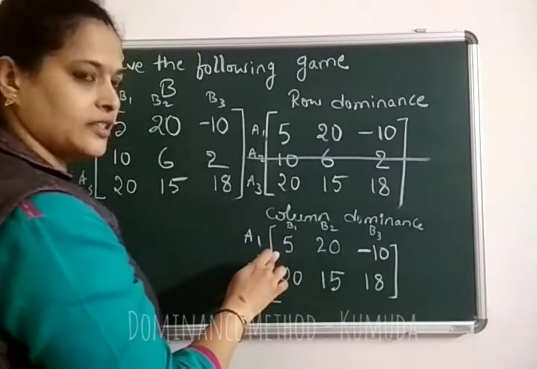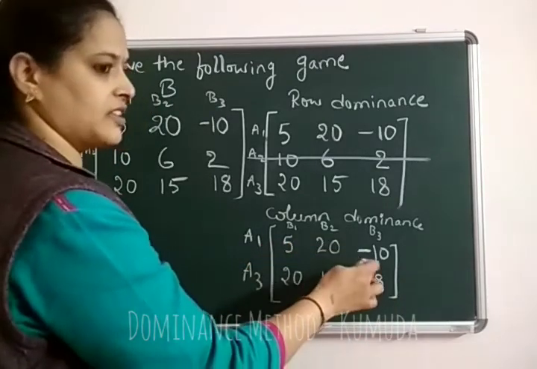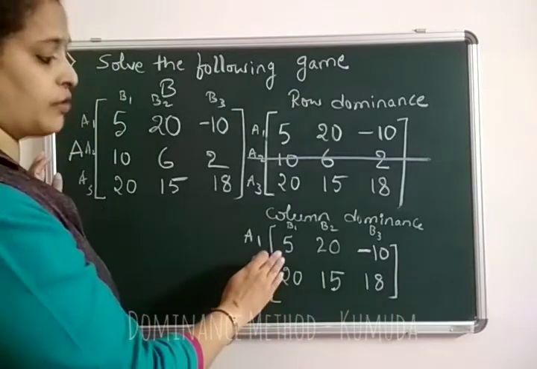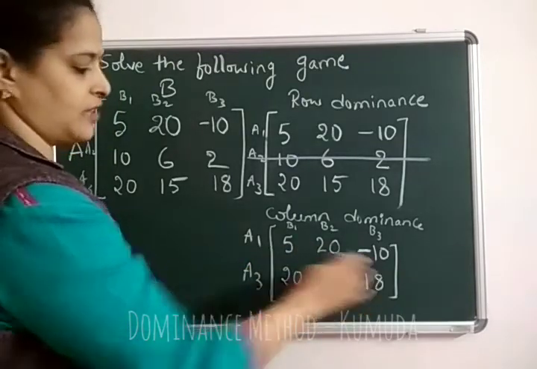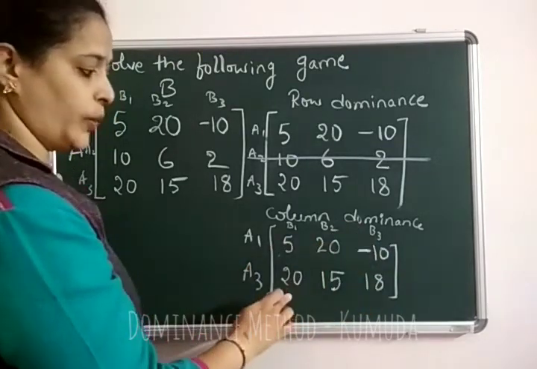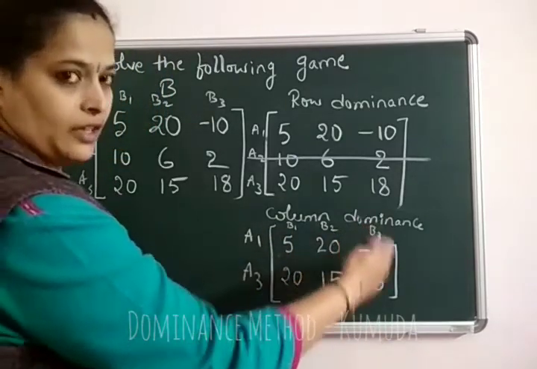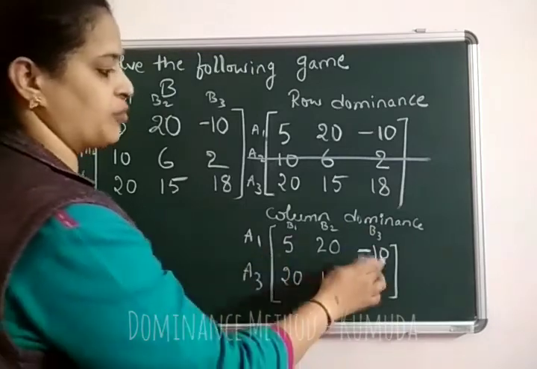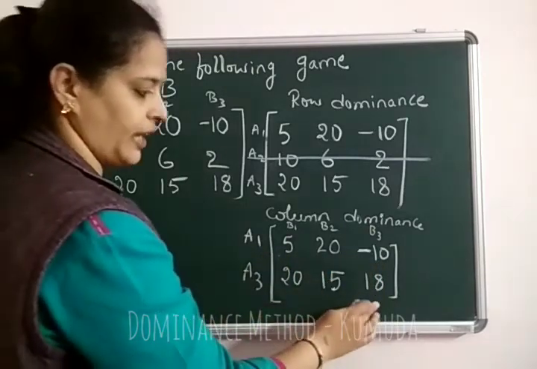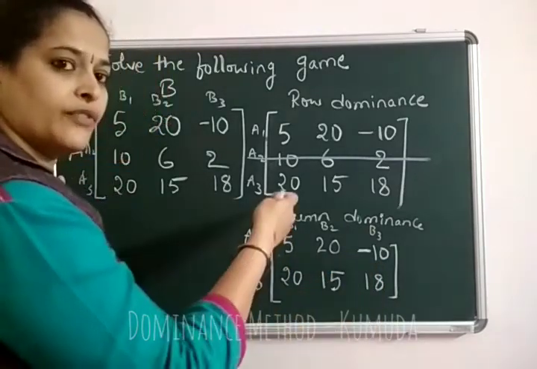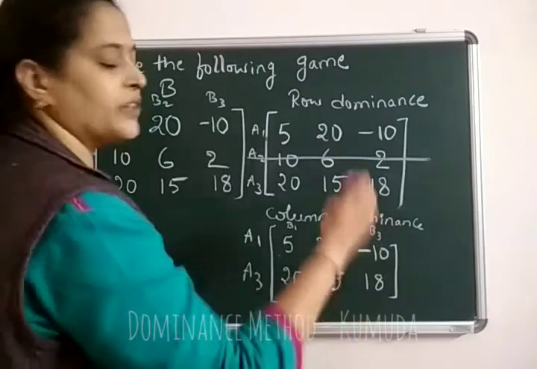Now same thing, the first column is compared with the third column. Here we can clearly see that 5 is more than minus 10. This is a negative number, make a note. So 5 is more than minus 10, so 5 is bigger. Then 20 is more than 18. So we have the first column and the last column getting compared. 5 is more than minus 10 and 20 is more than 18. That means the first column dominates the third column.